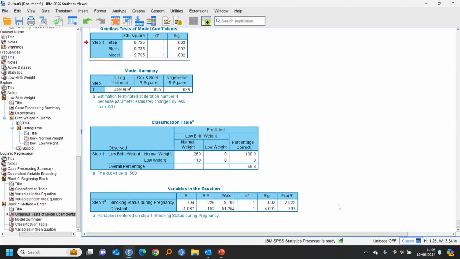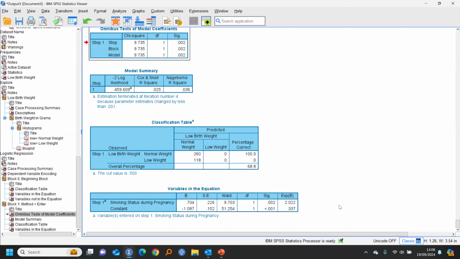So the exponentiated B value here is the ratio of the odds of an event occurring for 1 unit change in the predictor. For example, if the exponentiated value is 2, then the odds of delivering a low birth weight baby for someone who smokes is 2 times the odds of a low birth weight baby for someone who doesn't smoke. And that's why it's so useful.